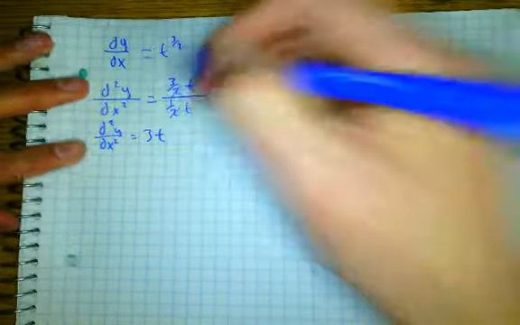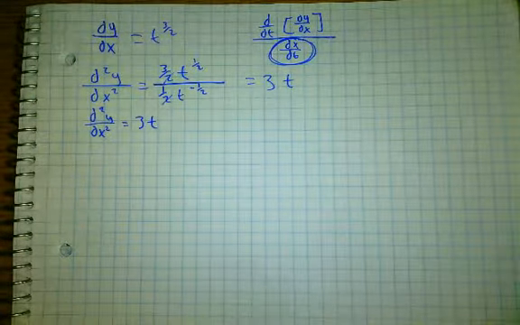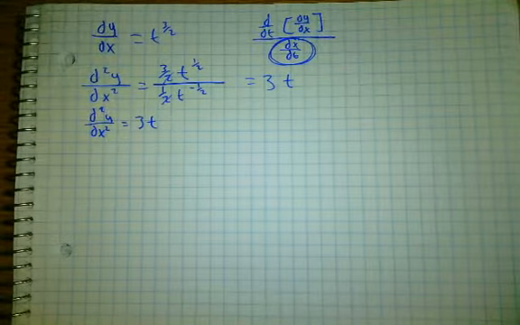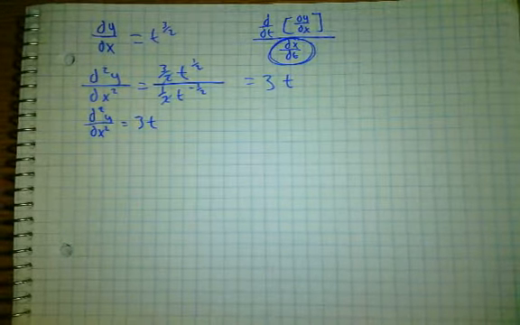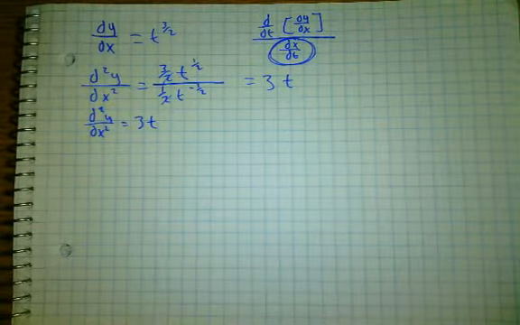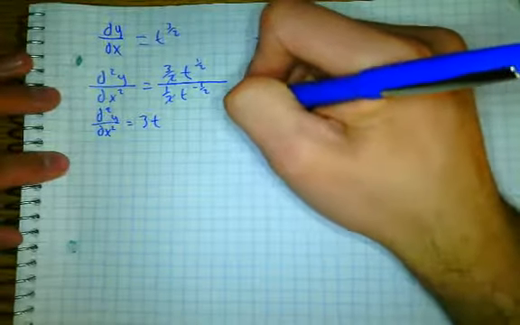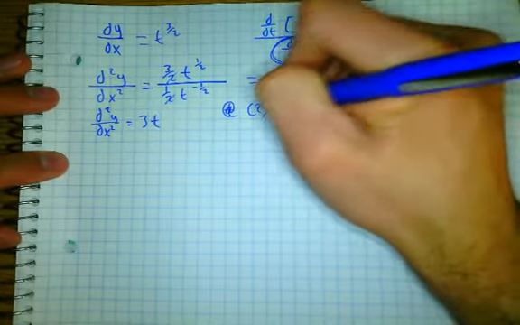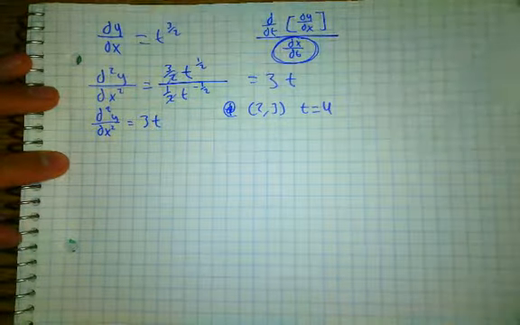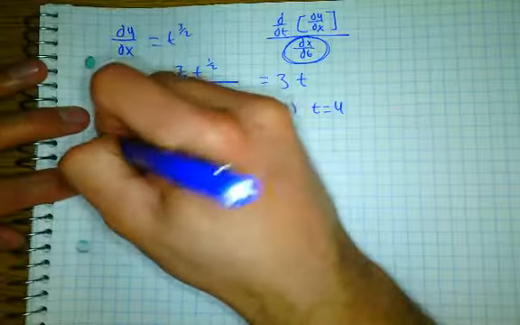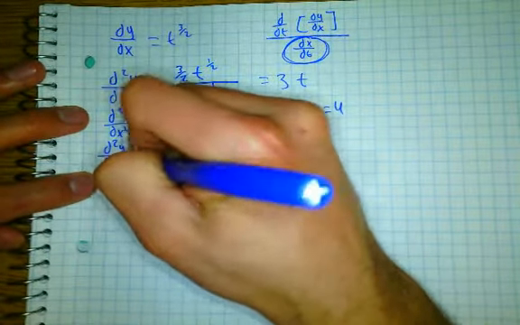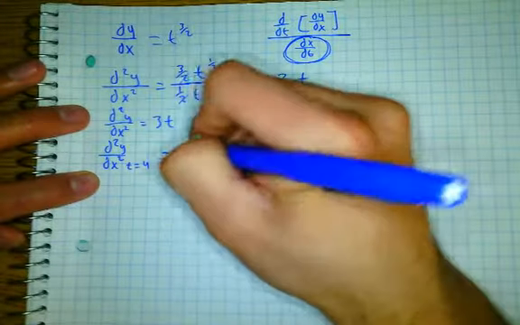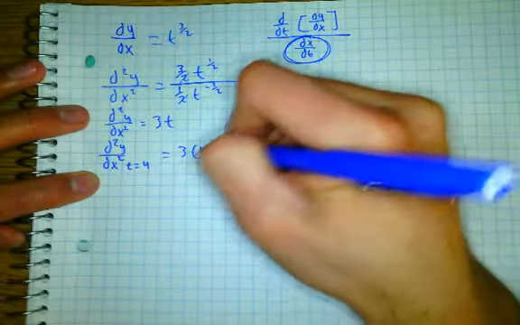We want to figure out whether this thing is concave up or concave down at the given point. Now, because of part A, we already know that at 2, 3, t equals 4. Therefore, I can say the second derivative with respect to x evaluated at t equals 4 is the same thing as 3 times 4, which is 12. Notice, this is positive.